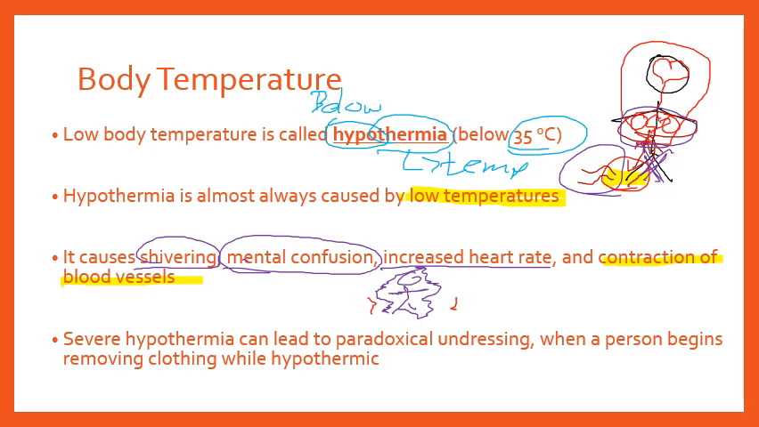And severe hypothermia can lead to a really strange condition called paradoxical undressing, where people start getting undressed and removing their clothing even though they're freezing to death. This is because your brain is not functioning properly, and so it loses sense of what is rational at this point, and it just starts doing things. This is a side product of your brain cells getting too cold.